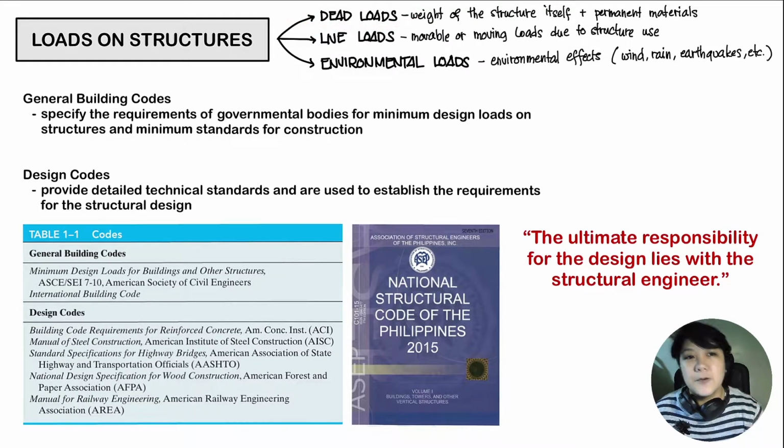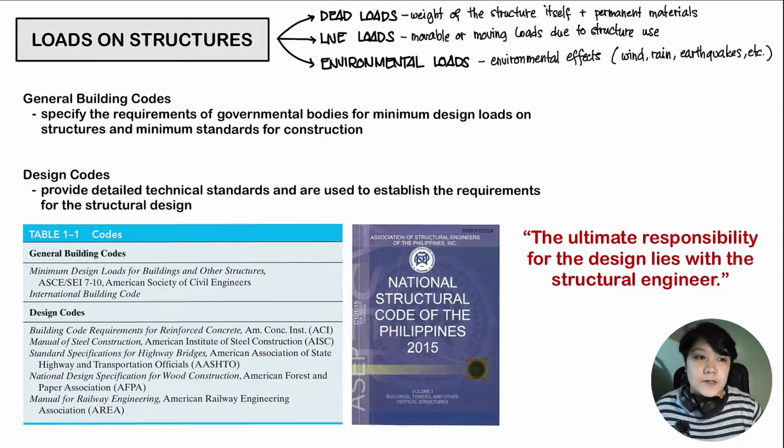So your dead loads comprise the weight of the structure itself and the permanent materials or objects that are in or on our structures. And then the second category is our live loads. So our live loads could either be movable or moving loads depending on the use of the structure.